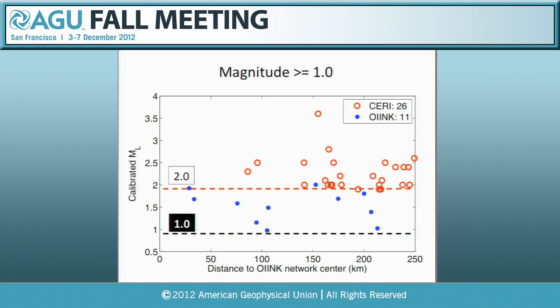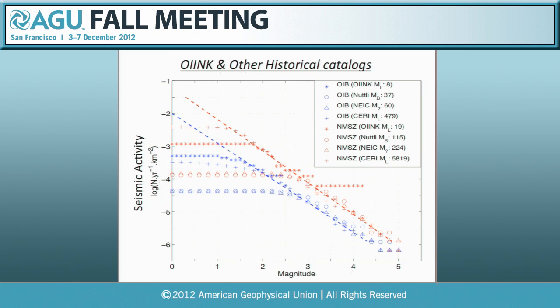Most of the data, or all of the data, have magnitudes greater than 1.0. And most of the small earthquakes, which are the blue dots, are located by our OIINK observations. So we got more small earthquakes than in the series catalog. And this is a very interesting figure: the horizontal axis is the magnitudes, and the vertical axis is the seismic activity, which is in logarithmic value. But the axis scale is not logarithmic.